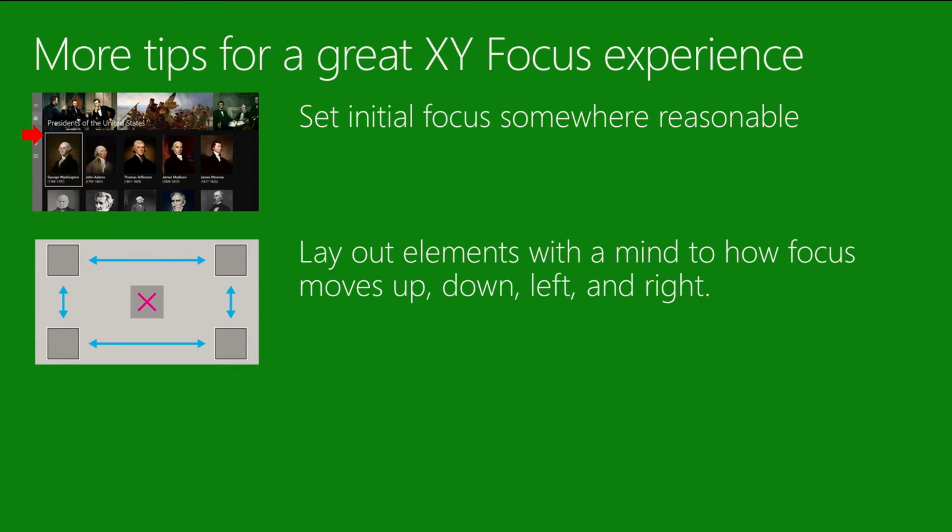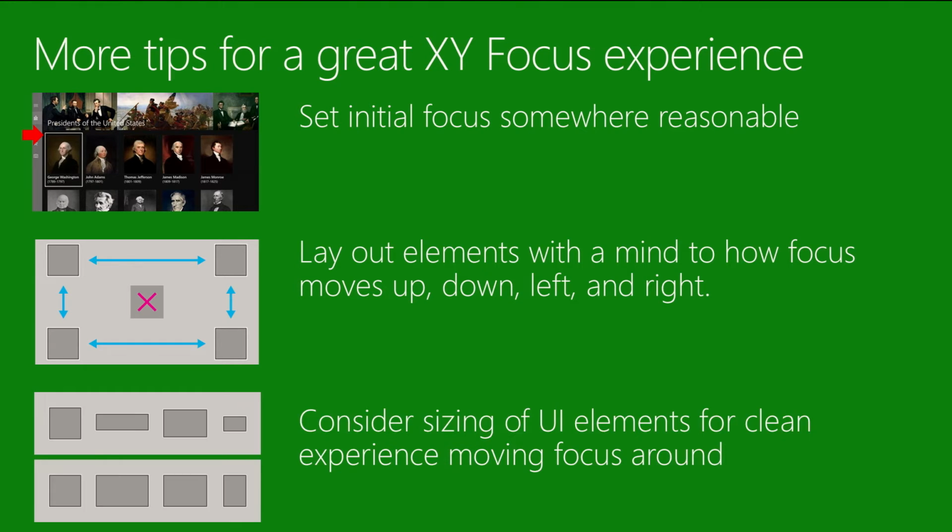In this example here where we have this white box, there's a box right in the middle. Going left, right, up, down, it's not obvious to the user, how do I get here? How would I actually control this? So you need to think about that.